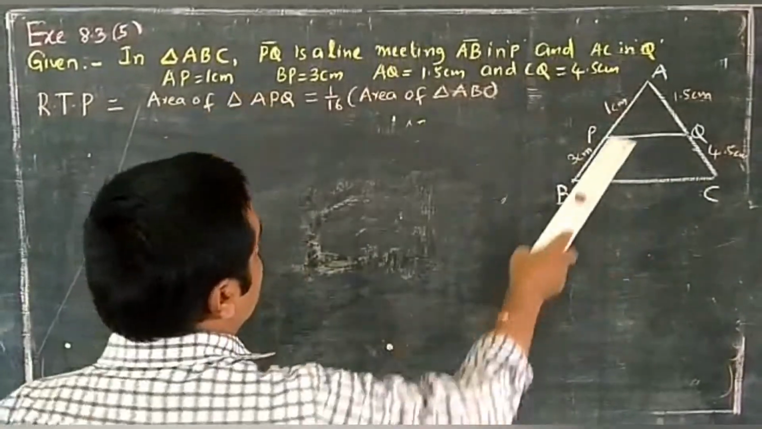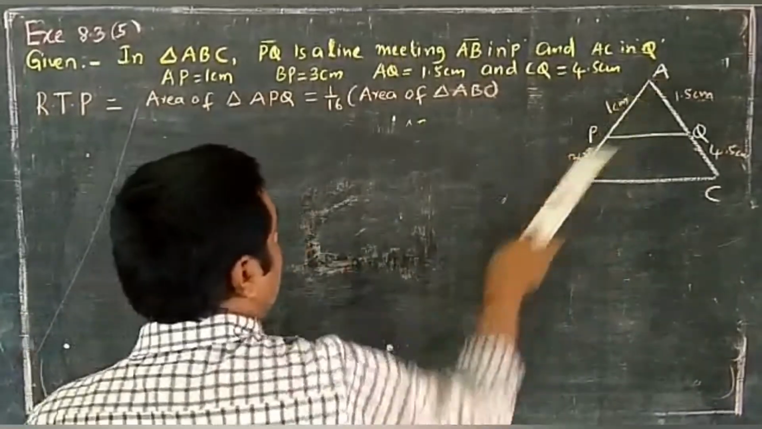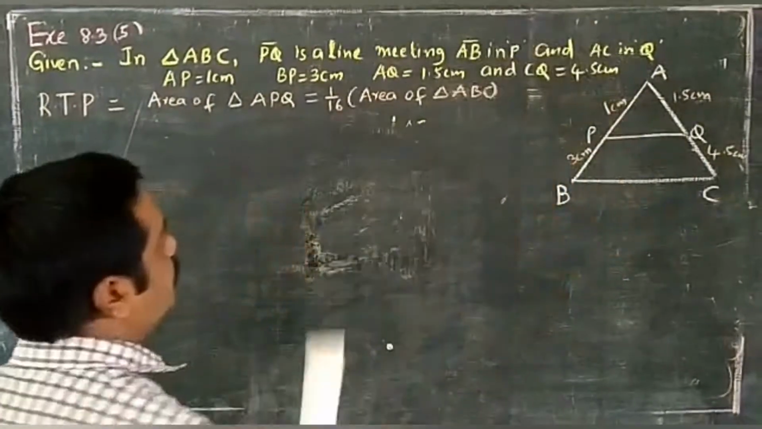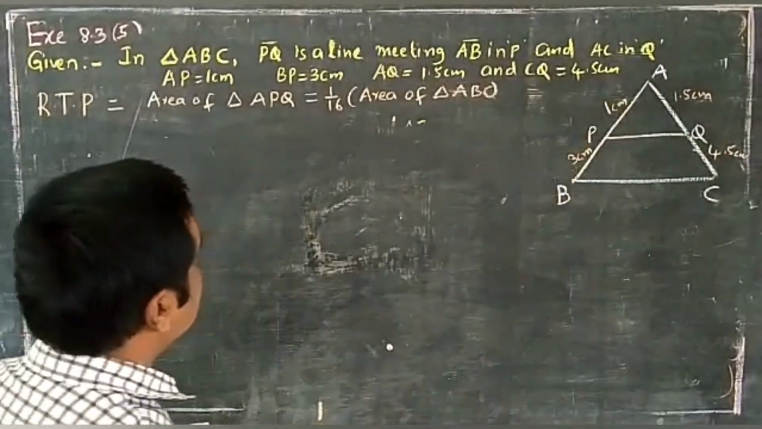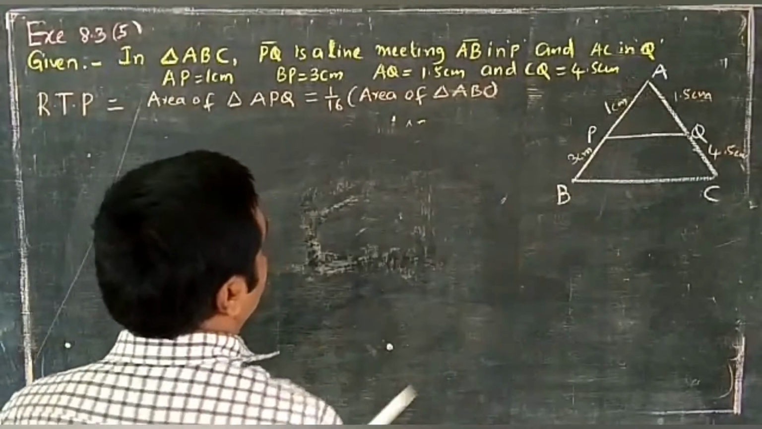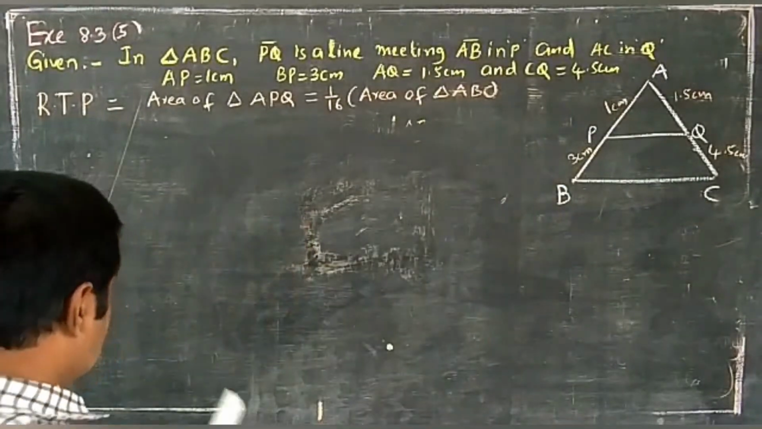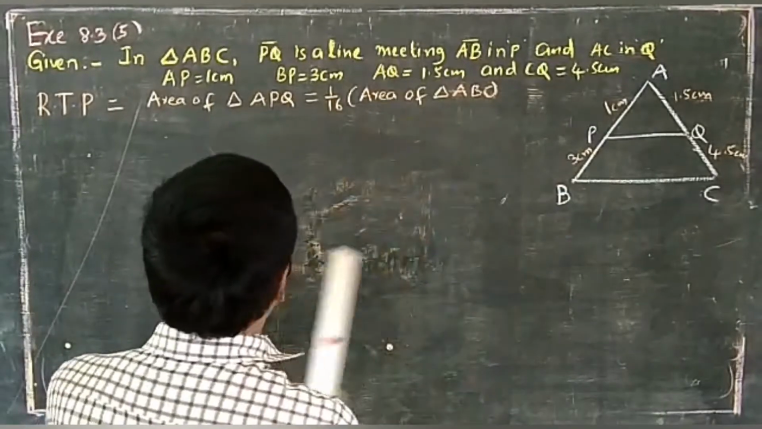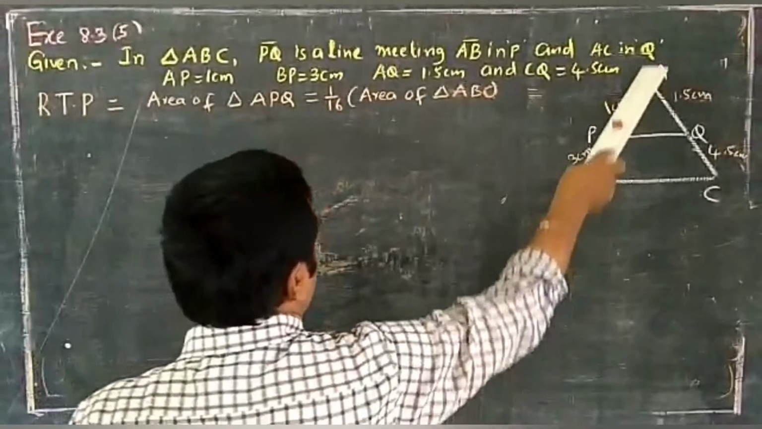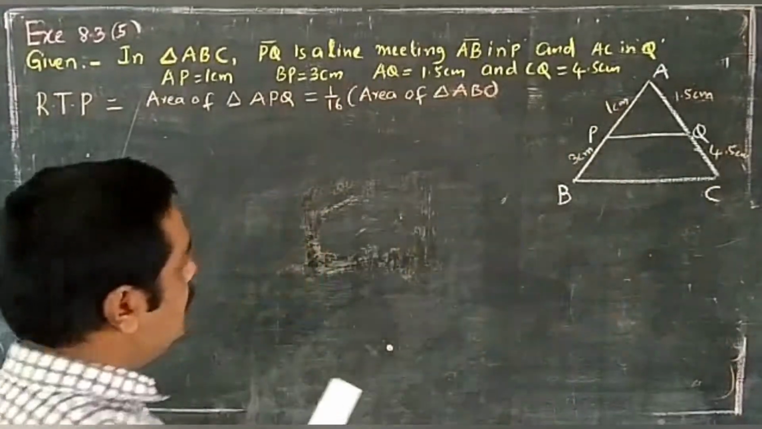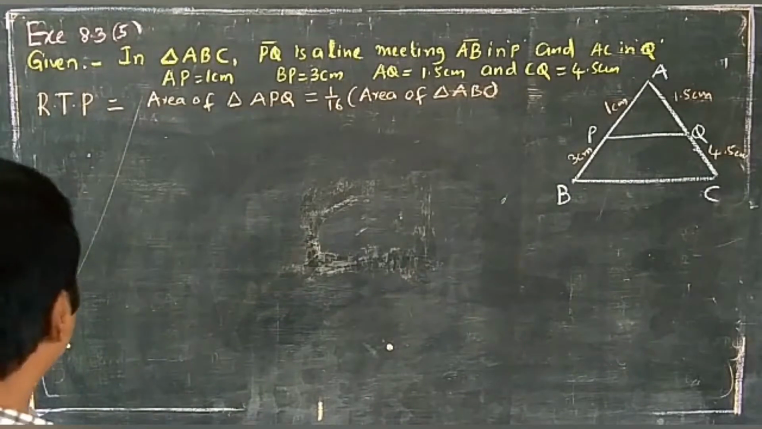PQ is a line meeting AB in P and AC in Q. Given: AP is 1 centimeter, PB is 3 centimeters, AQ is 1.5 centimeters, and CQ is 4.5 centimeters. We are asked to prove that the area of triangle APQ is equal to 1 by 16 of the area of triangle ABC. So, how do we find it?